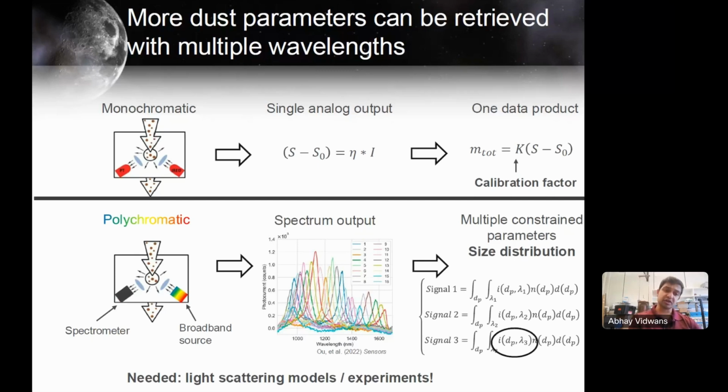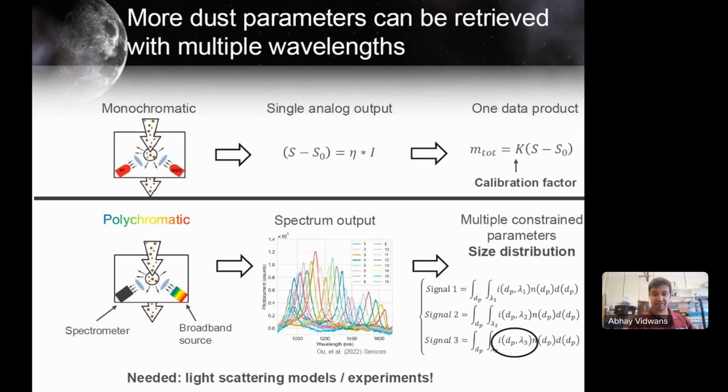So the solution to this, when thinking about the lunar environment and our inability to know a priori this particle size distribution, is to use a polychromatic setup, where we have the same geometry, but instead of a single wavelength light source, we have a polychromatic source, where we have basically white light that you're exposing to the aerosol. And instead of a single wavelength detector, you have a spectrometer, so you can get a spectrum as the output rather than one single analog output.